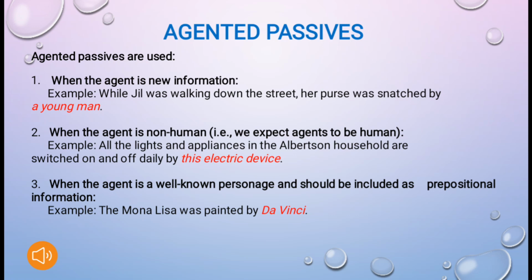Okay, so as you can see, when the agent is a well-known personage and should be included as prepositional information, we also use the preposition by to identify the agented passive in this sentence. And the identified agented passive there will be a well-known individual or person. We know that Leonardo da Vinci is very well known when it comes to paintings, specifically the painting of the Mona Lisa.